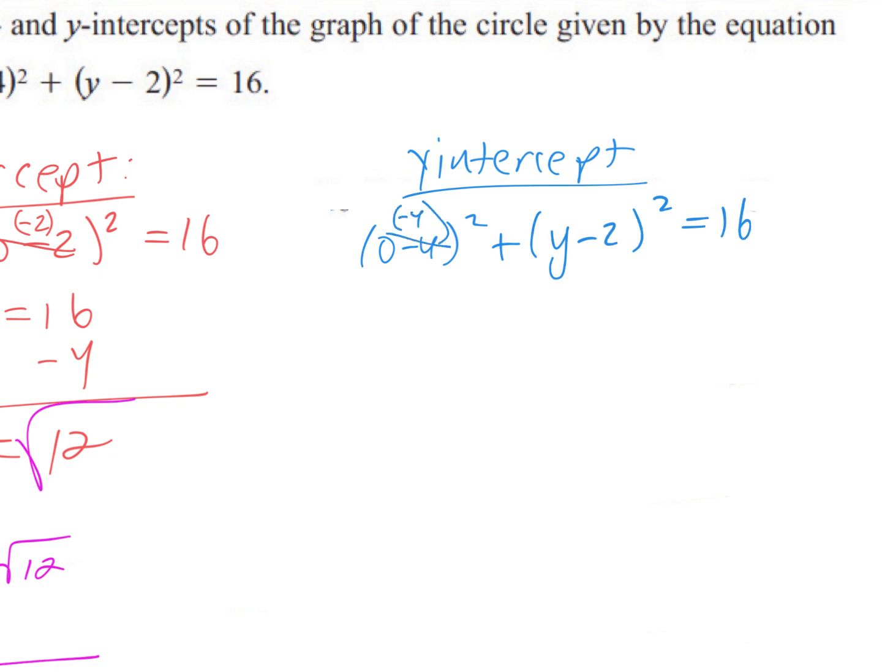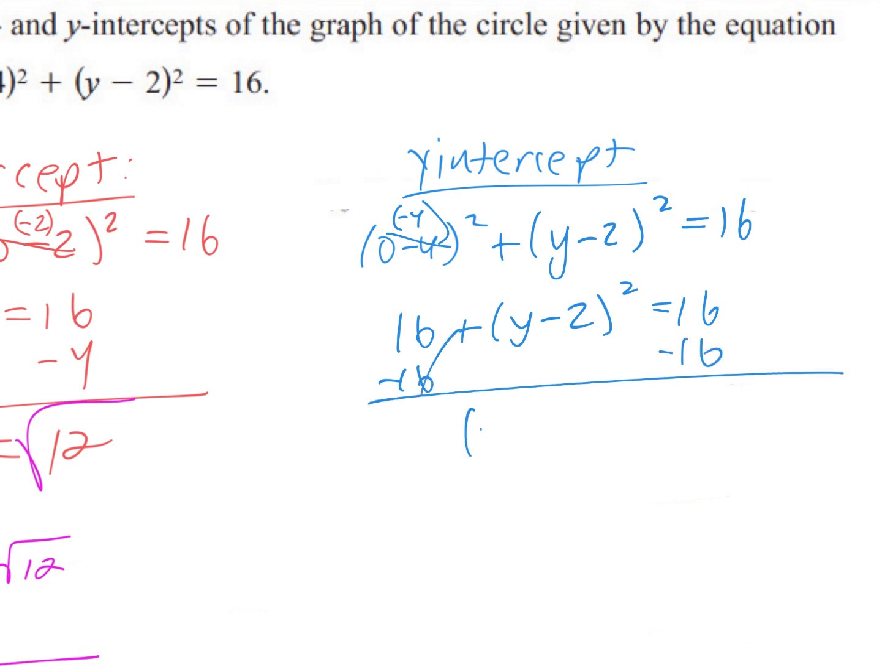Negative 4. What's negative 4 squared? 16. Okay, so you have 16 plus (y minus 2) squared equals 16. You want to get that binomial by itself, so what are you going to do? Subtract 16 from both sides. We like when this happens. You have (y minus 2) squared equals 0.